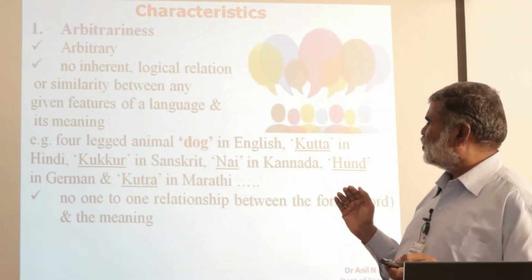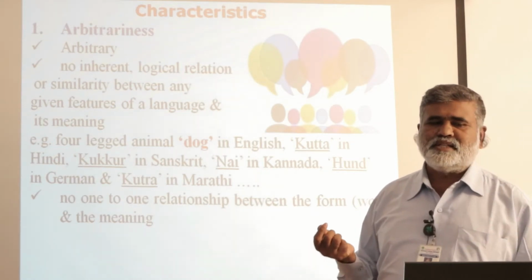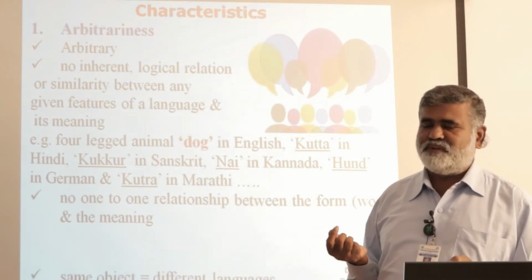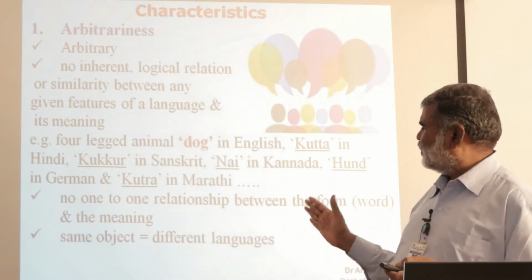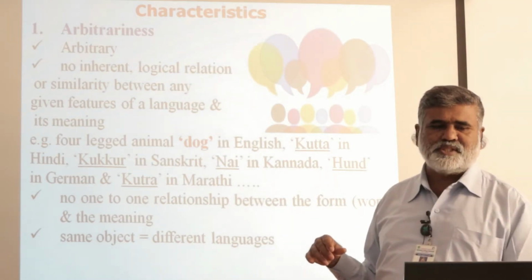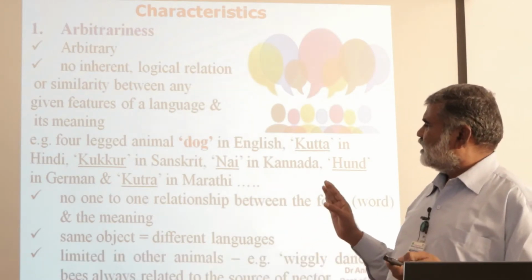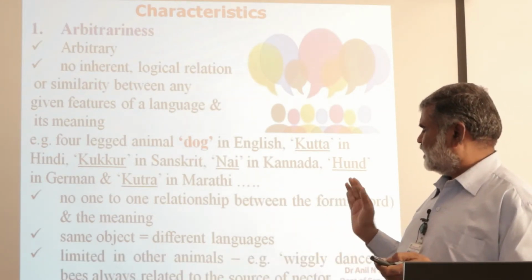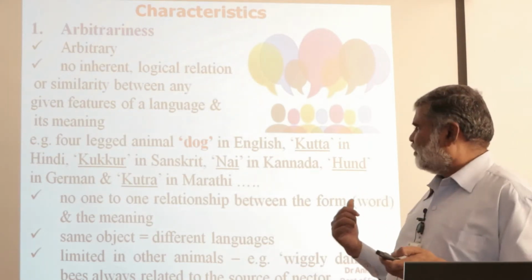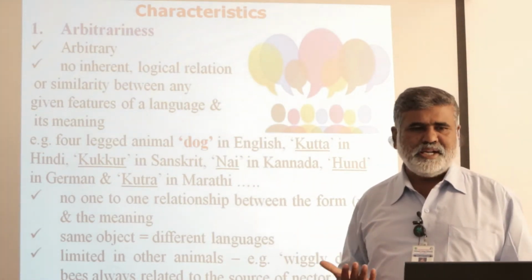So there is no one-to-one relationship between the form, that is the word, and its meaning. So we have the simple equation: the same object, but different languages. So in different languages we have different names, and in animal communication there is a limited type of exchange. For example, the wiggly dance of bees always points to the source of nectar or honey.